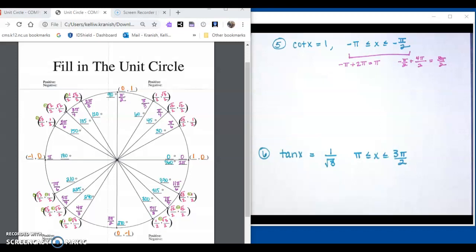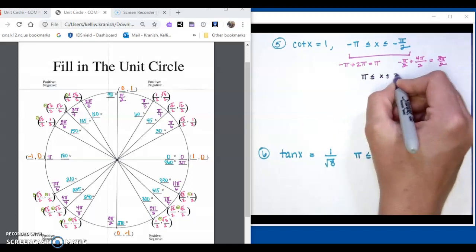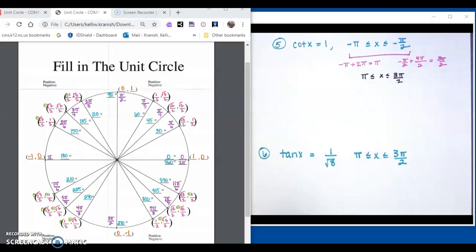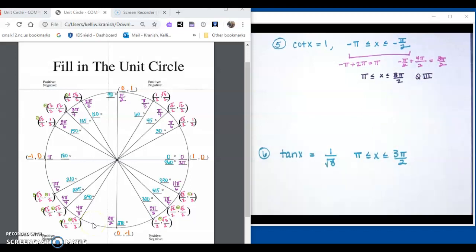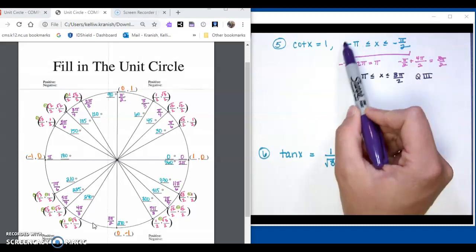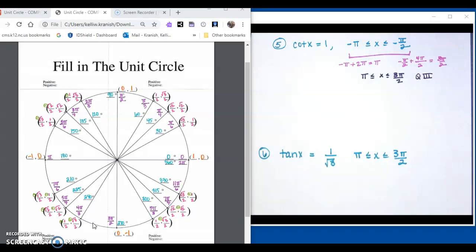So we can think about this. We want to look in the interval from pi to 3 pi over 2. Okay, so looking at your unit circle, from pi to 3 pi over 2, we're talking about quadrant 3. So we're going to right now just solve the problem just like we did the other problems. We're going to look in quadrant 3, but when we get finished, we're going to have to go back and make sure our answer is between the original interval that they gave us. Okay, so we'll go back to that.